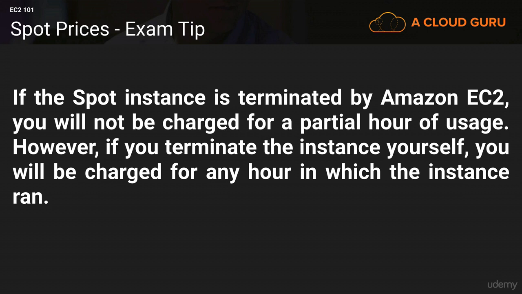However, if you terminate the instance yourself because you're done using it, then you're going to be charged for any hour in which the instance ran. So it's really, really important to understand those 2 points because you are going to get scenario questions on there, and they'll give you an example. They'll give you a scenario where they're saying you've been running it for 1.5 hours. Are you going to be charged for 1 hour or 2 hours? And you have to decide based on the scenario that they give you. So remember the difference between the two.